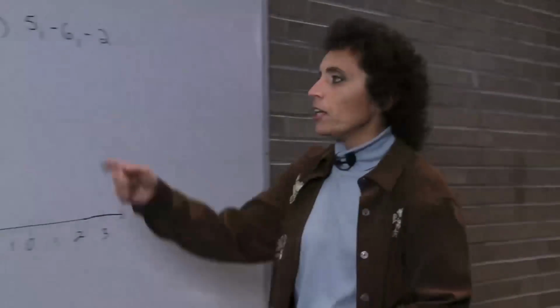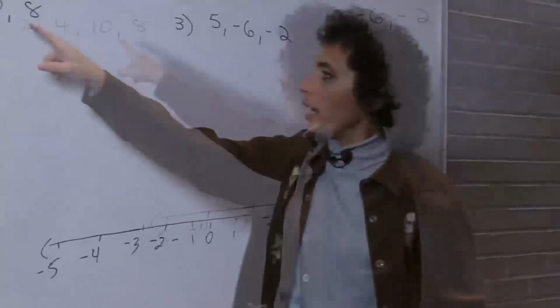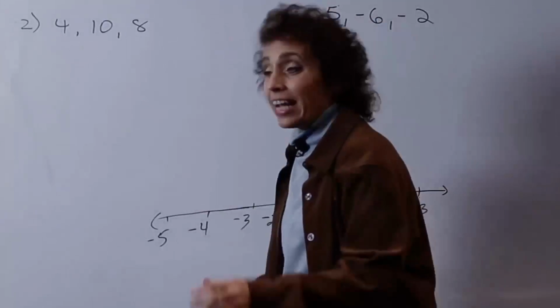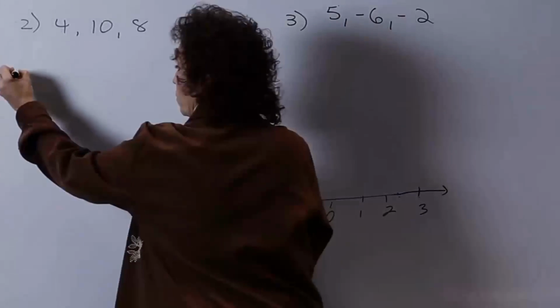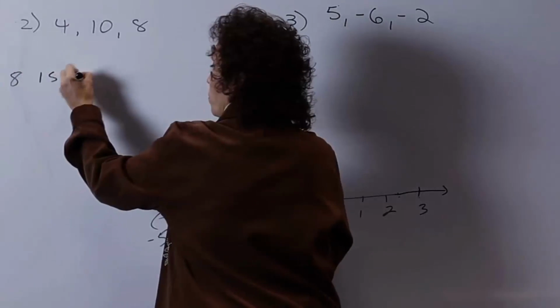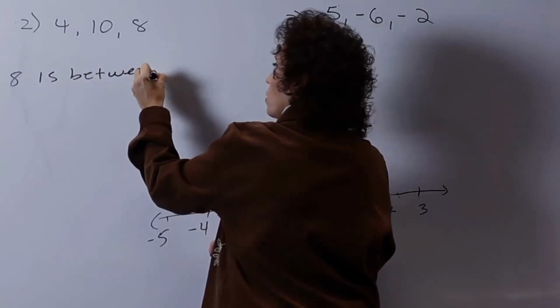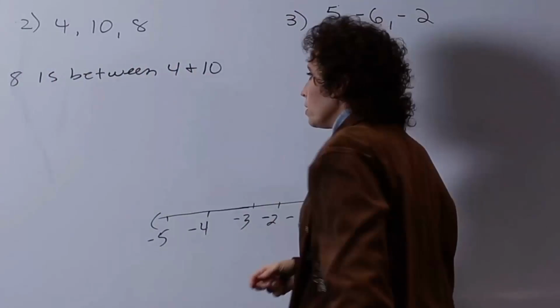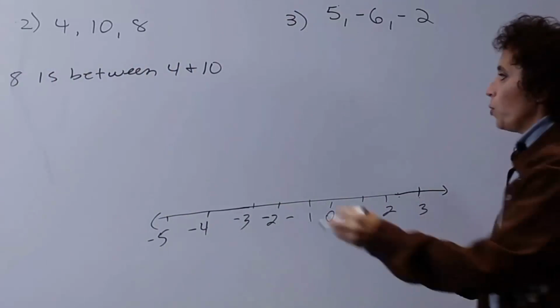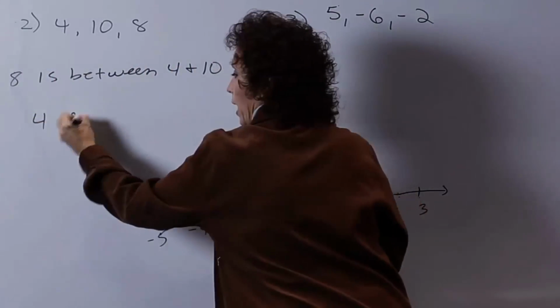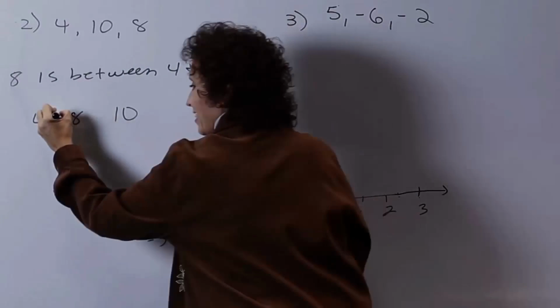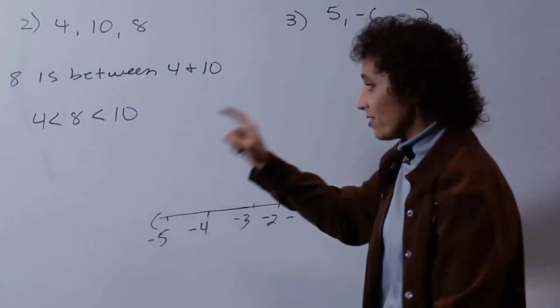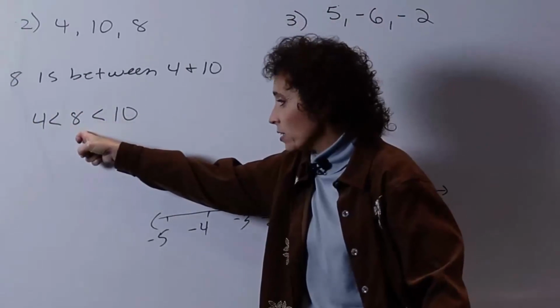Okay, let's see how you did. Let's talk about this between stuff. Well, 8 is between 4 and 10. Again, not exactly between, not right smack in the middle, but 8 is between 4 and 10. So to write this, we can go in order, 4, 8, 10, and just go "is less than." It's that simple.